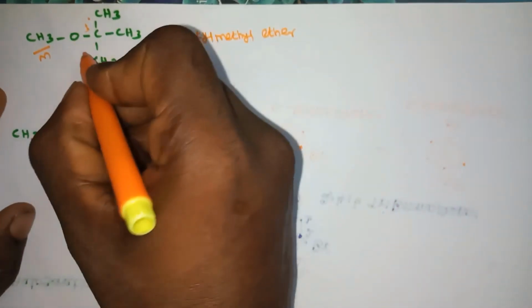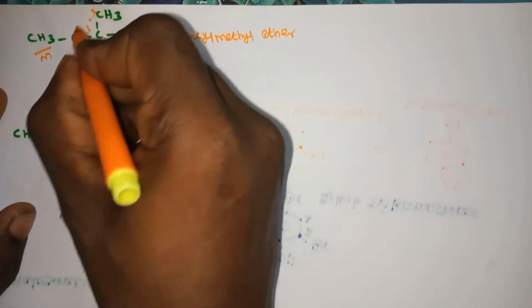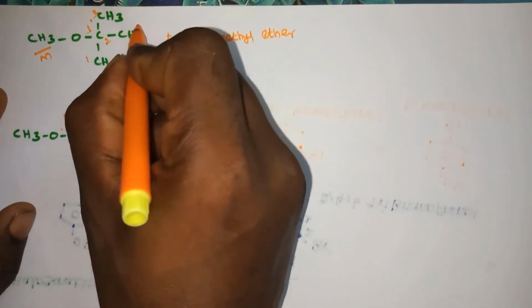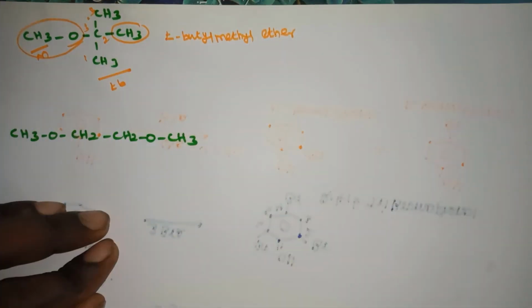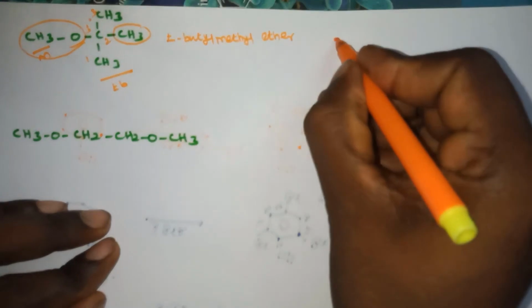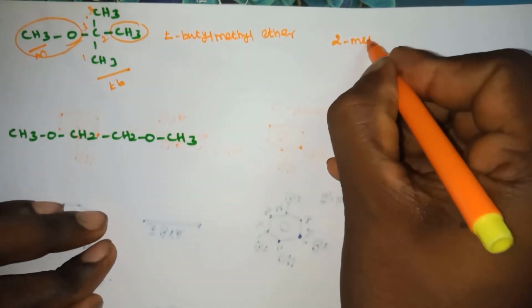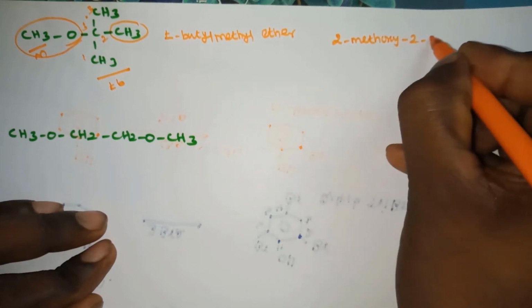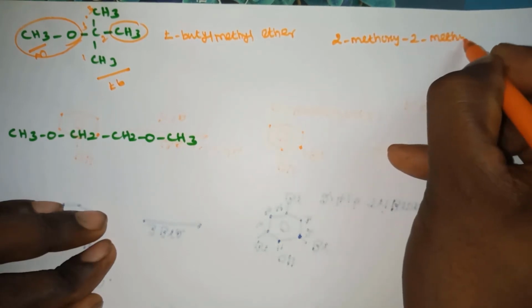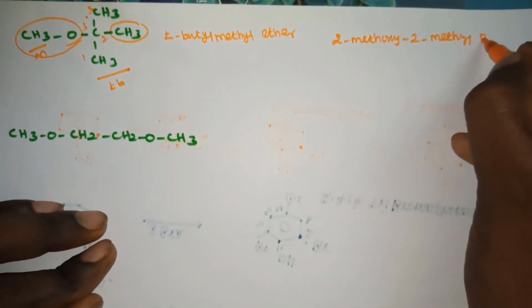IUPAC naming is 1, 2, 3. In second position, 1 methyl group and 1 methoxy group are present. So the IUPAC name of this compound is 2-methoxy-2-methyl propane. 2-methoxy, 2-methyl, and 3 carbon is present, so propane.